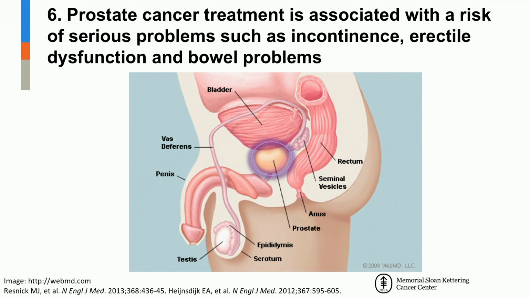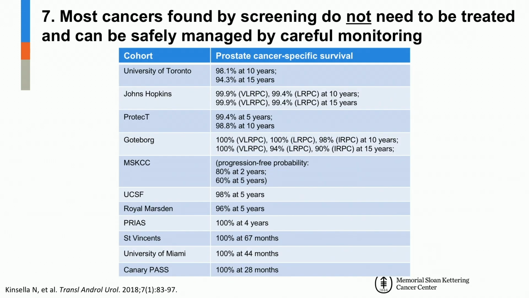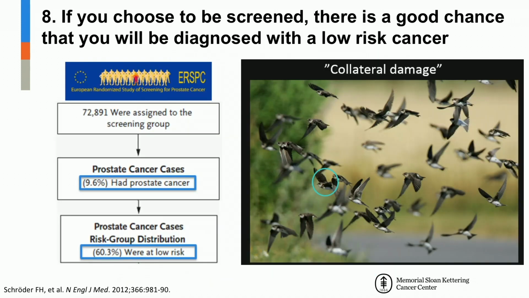And the problem is prostate cancer treatment is associated with the risk of problems: incontinence, erectile dysfunction, and bowel problems. And most cancers found by screening are these low risks that do not need treatment but can be safely managed by careful monitoring. And we have multiple cohorts now documenting the safety of active surveillance.